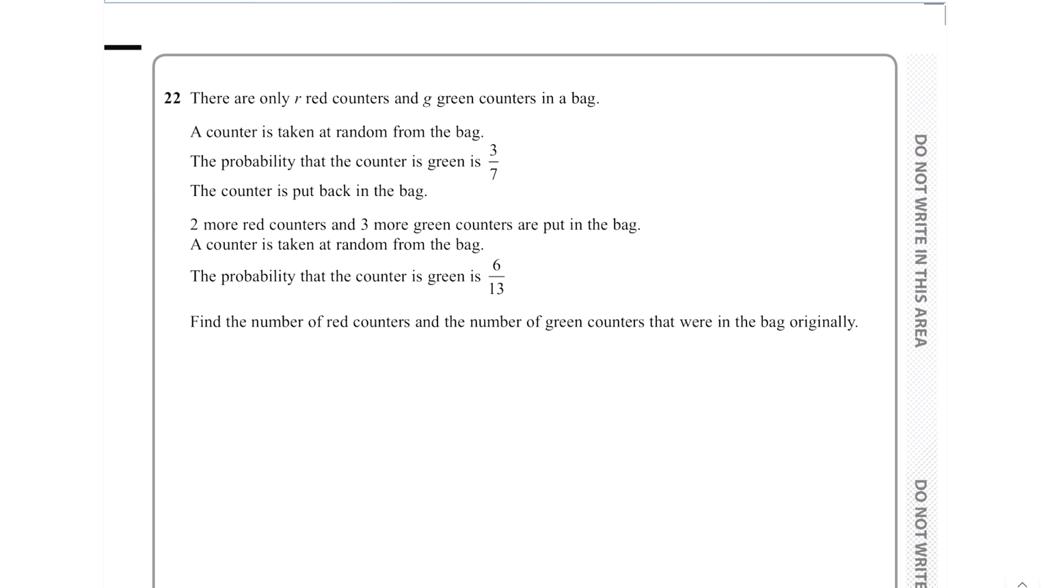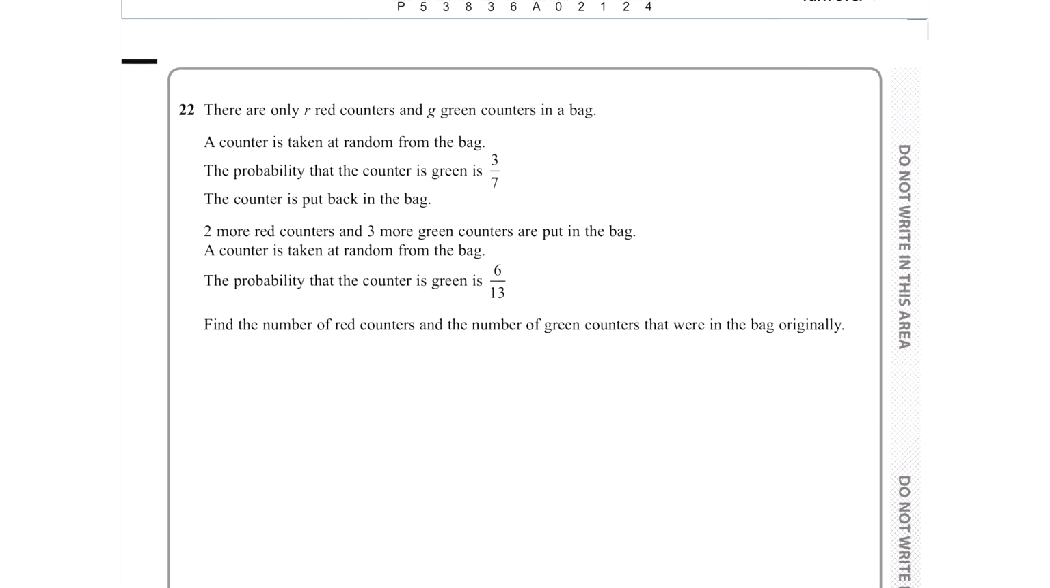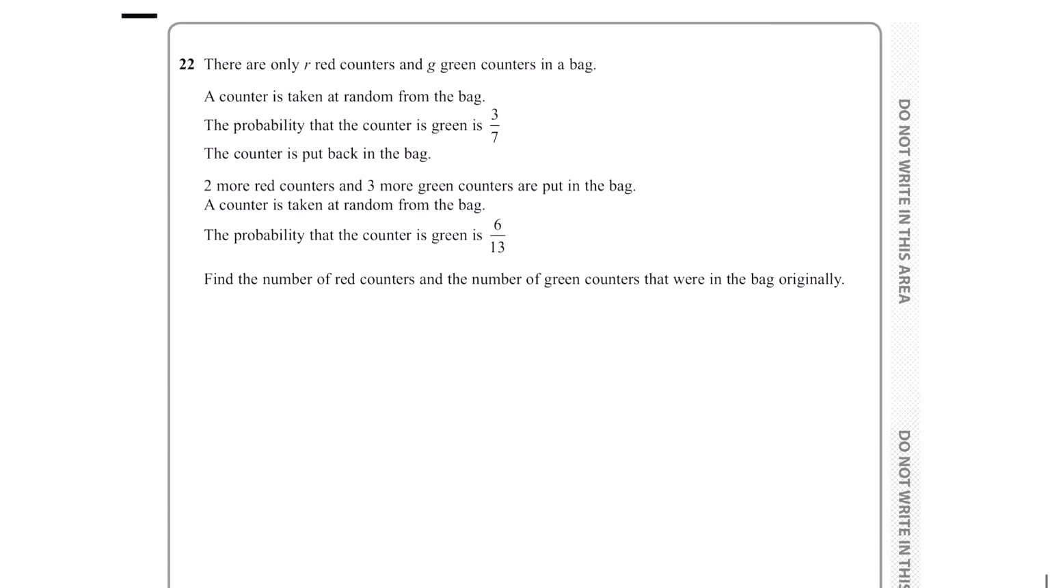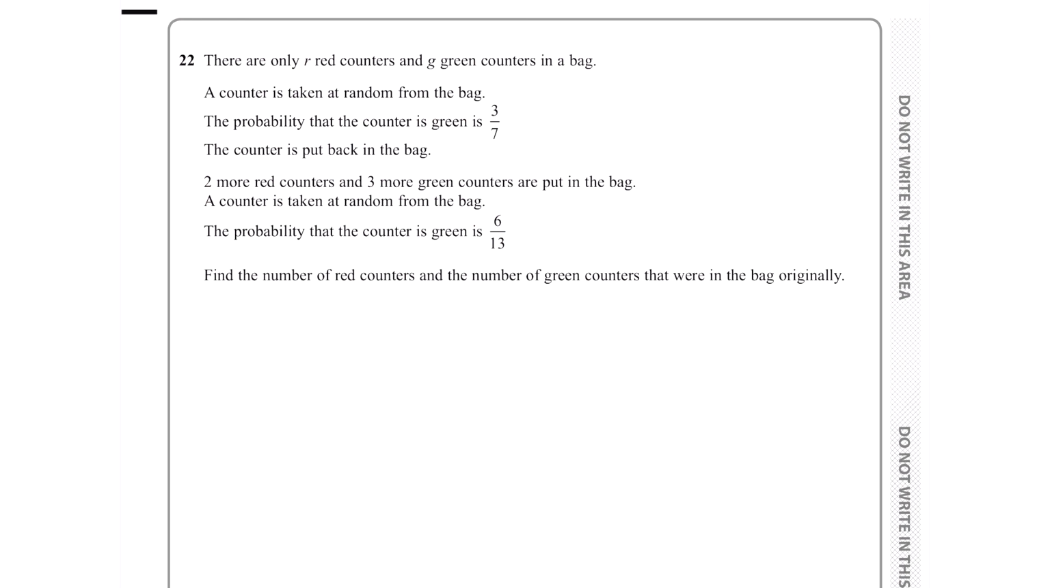And then the final question. So there are only red and green counters in a bag. A counter is taken at random from the bag. The probability that the counter is green is 3 over 7. Okay. A counter is put back in the bag. 2 more red and 3 more green counters are put in the bag. A counter is taken at random from the bag. The probability that the counter is green is 3 over 11. Okay. Find the number of red counters and the number of green counters that were in the bag originally.